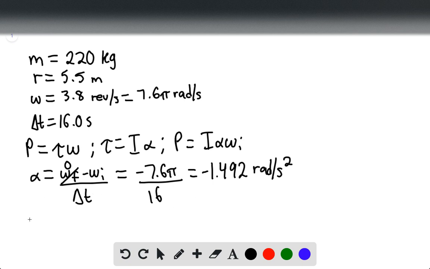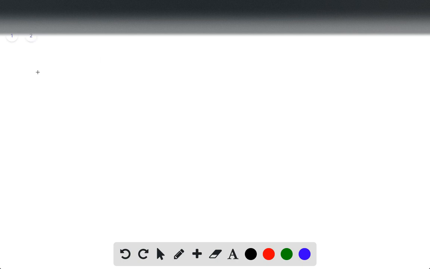So we can also say that the moment of inertia of the cylinder is going to be equal to m r squared over 2. And at this point, we can solve for P a little bit more and say that power is going to be equal to m r squared alpha omega initial, rather just omega, over 2. Now, this alpha is going to be positive.